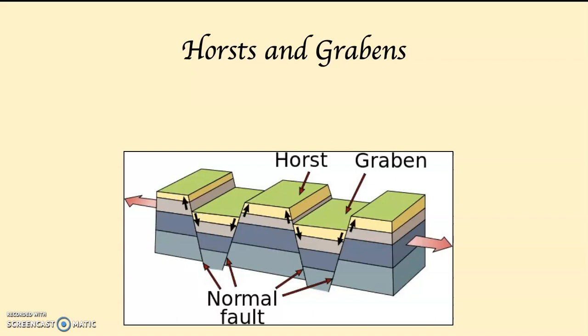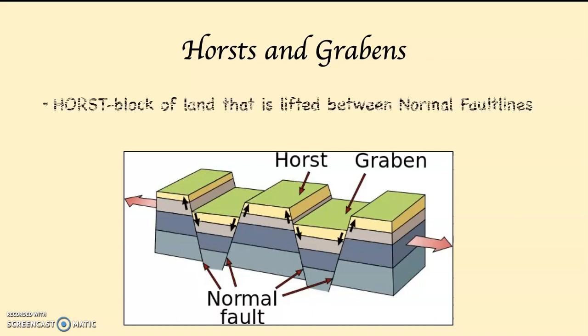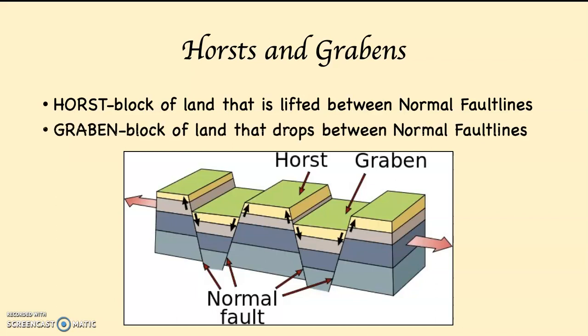If you've ever driven from Barstow to Las Vegas, as you're driving along the 15 and you're headed east before it turns north, it's up, down, up, down, up, down. You're going over a horst and into a graben, up over a horst and down into a graben. So a horst is a block of land that's lifted between normal fault lines, and a graben is a block of land that drops down between normal fault lines. Again, there's only two of these. Memorize one, you get the other for free. Graben in German means grave, like where you put a dead body. And where's it going? Down in the ground. So there you go. There's the one to memorize.